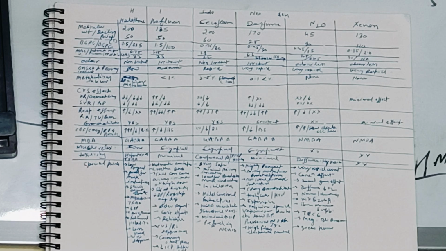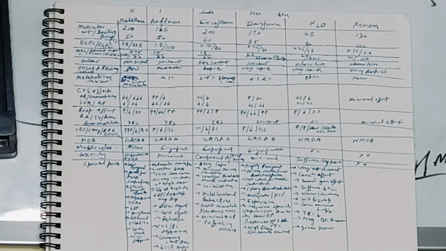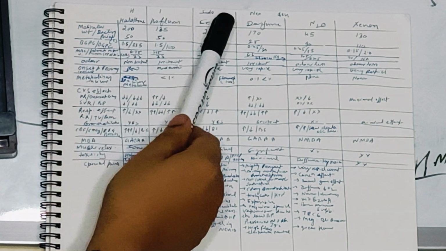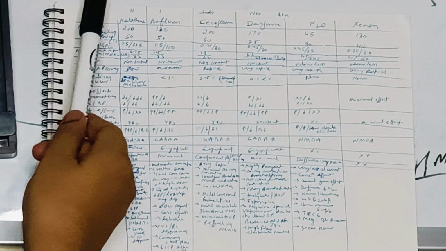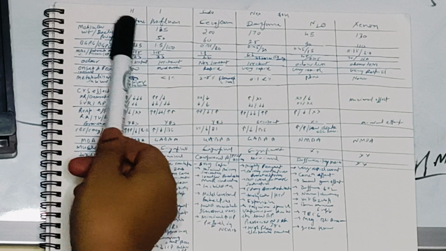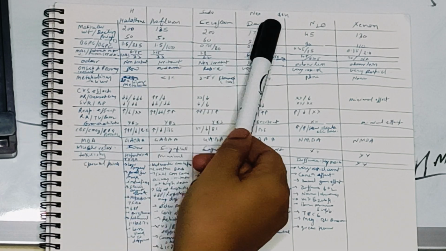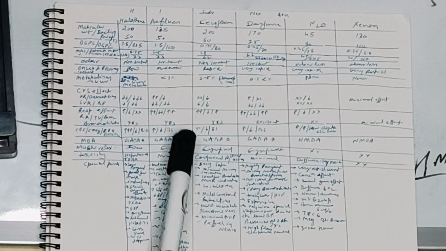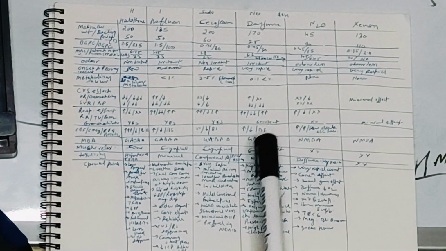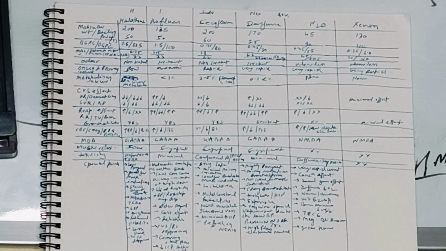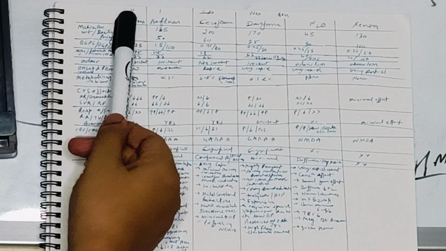Friends, here I am going to present a comparative analysis between volatile anesthetics, starting from halothane, isoflurane, sevoflurane, desflurane, nitrous oxide, and xenon. Molecular weight comparison: halothane is 200, isoflurane 185, sevoflurane 200, desflurane 170. So halothane, isoflurane, sevoflurane, desflurane have more than 150 molecular weight, and nitrous oxide is only 45 and xenon is 130. So the lowest molecular weight is of nitrous oxide, and the highest molecular weight is of halothane and sevoflurane.